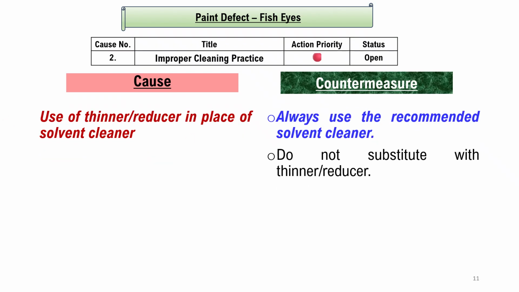Number two, probable cause would be use of thinner or reducer in place of solvent cleaner. Always use the recommended solvent cleaner. Do not substitute it on your own with thinner or reducer.